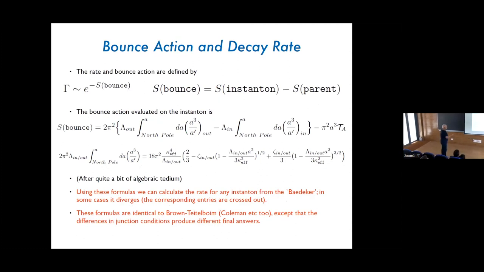There is some mathematics here. When you construct the action that controls the rate of discharge of a membrane, what you're doing is using the bounce action as per Coleman's prescription. The bounce action means you take your instanton that you constructed.